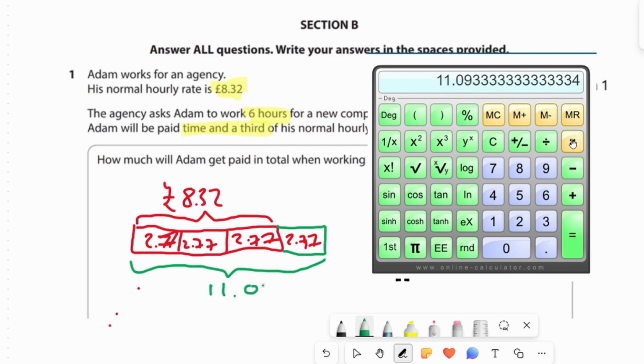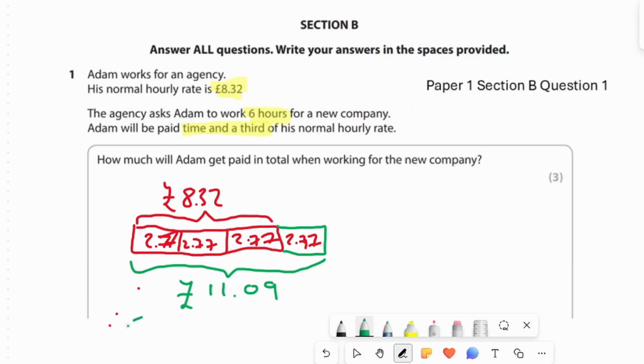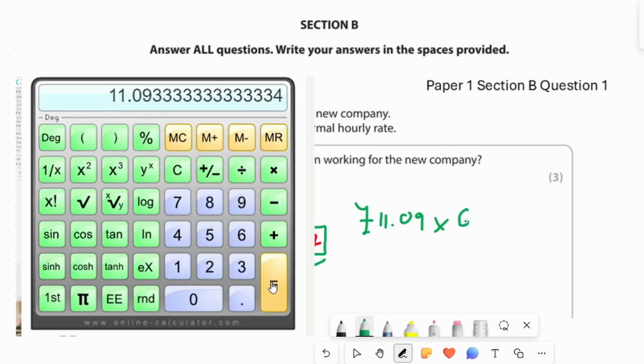Again, we just need to leave that in the calculator. Let's call that £11 and 9 pence. So that's his new hourly rate at this new company, the time and a third. That's how much he gets paid for every hour that he works. But also the question is asking us, what's his total pay for working at the new company? And he worked there for 6 hours. So if this is how much he gets paid per hour, and he worked for 6 hours, all we got to do is do the £11 and 9p times 6.